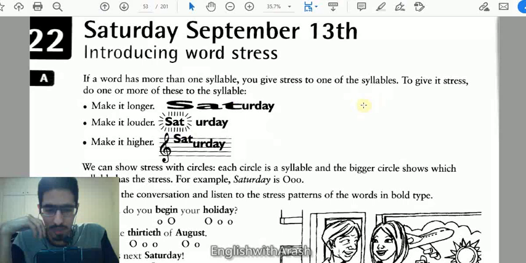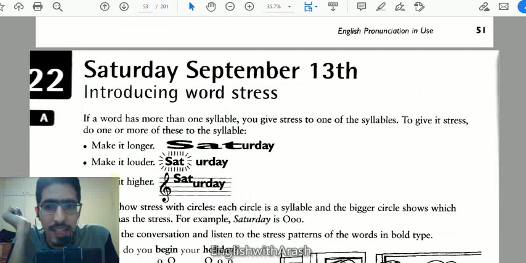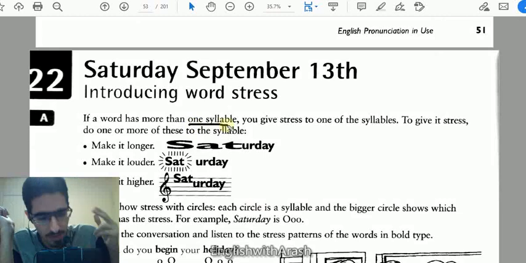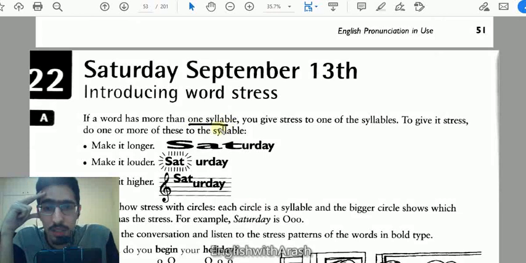So let's go to the book. The book says Saturday, September 13th. Just some words here. We want to work on the stress pattern. It says, if a word has more than one syllable, for example, never. Never has two syllables. So if it has more than one syllable, you give stress to one syllable, okay?